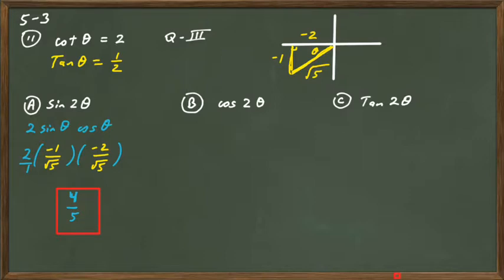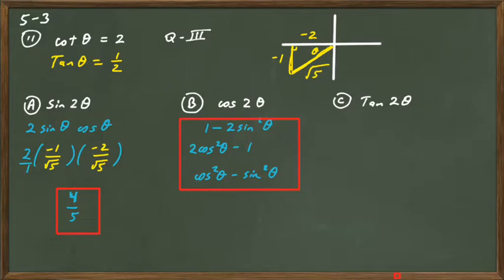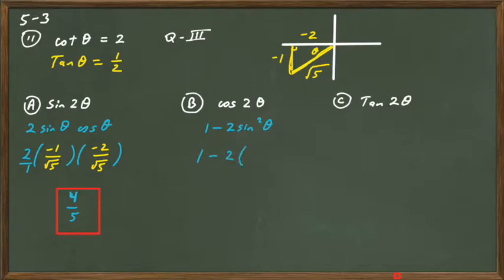Now for cosine of 2 theta, there's 3 different rules. Which one would you like to use? Okay, I think these are our 3 options. So it really doesn't matter which one you'd like to use. I think somebody suggested the first one, so let's try the first one. 1 minus 2 sine squared.